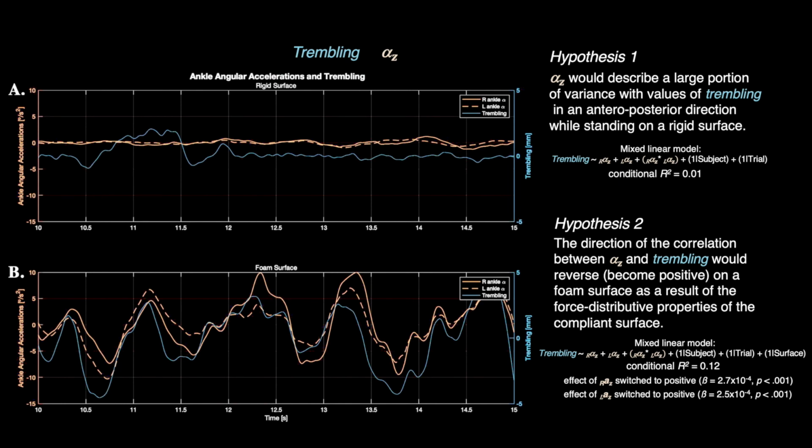Again, we're only explaining about 1% of the variation in trembling using the ankle angular acceleration data, which is very minimal, not much. Hard to say that the relationship is very strong at all if it's there, at least on rigid surfaces. There was a second hypothesis, and the hypothesis was that the direction of the correlation between ankle angular accelerations and trembling would reverse on a foam surface as a result of the force distributive properties of the compliant surface. And what we actually see in the data, at least, we see a pretty strong covariation here, but do we see a reversal of the effect of trembling on ankle angular accelerations? Or excuse me, do we see a reverse of the ankle angular accelerations on trembling? Well, not necessarily, because there wasn't much of an effect to begin with.